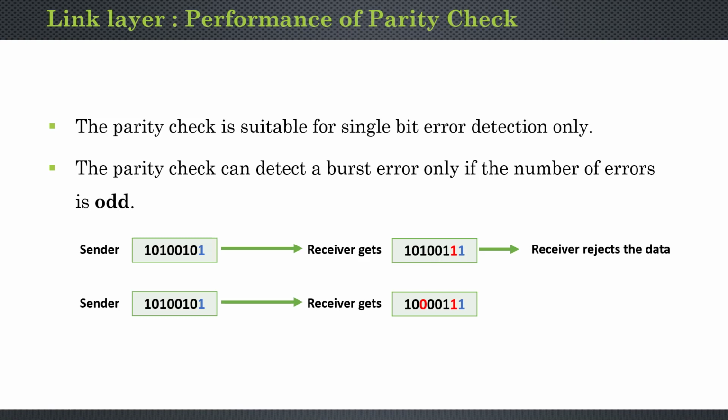Now, what will happen if 2 bits are changed? Let's assume the same example, but this time the 3rd and the 7th bits are corrupted. The receiver will check if there are even number of ones. If we check together, we will find 1, 2, 3, and 4 ones. It means an even number of ones. So in this case, the receiver misunderstands that there are no errors in the transmission and accepts the data, but actually the data is corrupted. That's why we say that parity check can only detect odd number of errors.